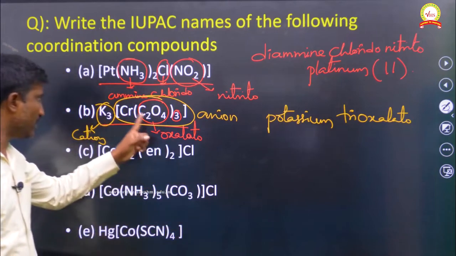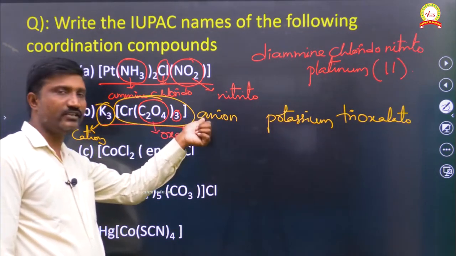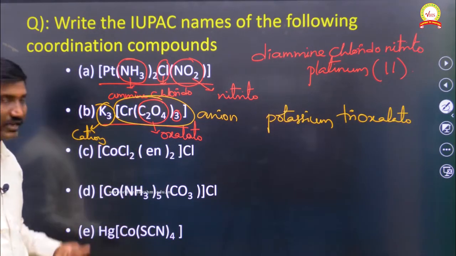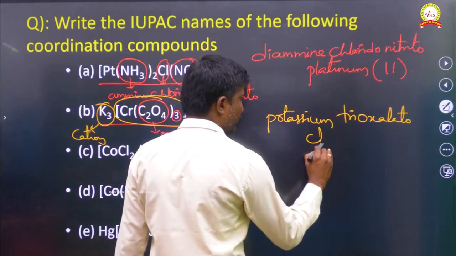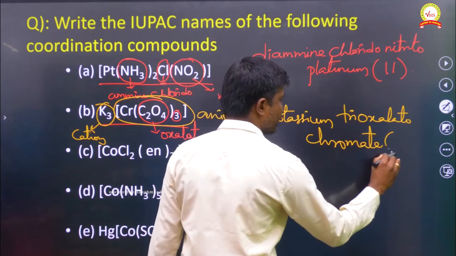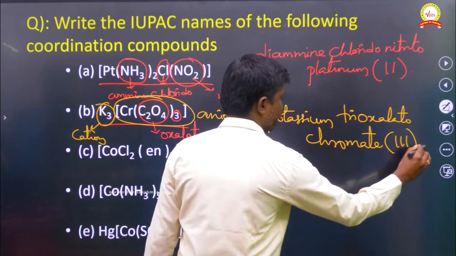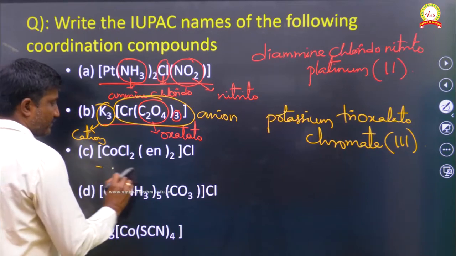Okay. So the ligands are over. After that we have to write down the central metal atom name, but here the central metal atom is present in the negative sphere. So what do we have to write? Chromium or chromate? Yes, chromate. So potassium trioxalate chromate 3. Chromate 3. Now let us see the next one.